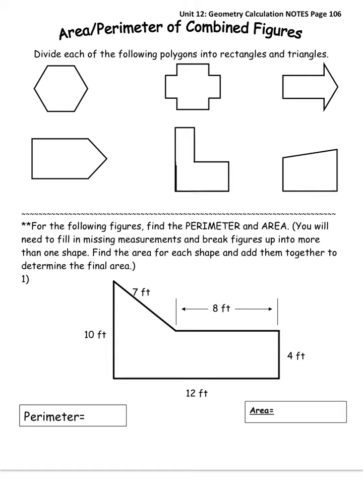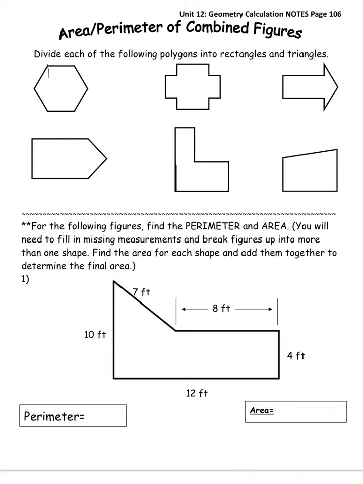So last class we looked at area and perimeter of circles, squares, triangles, and rectangles. Today we're going to look at shapes that are a little bit different, shapes that do not show up on your formula sheet. So like this first one right here, we have a six-sided figure, so we have a hexagon.